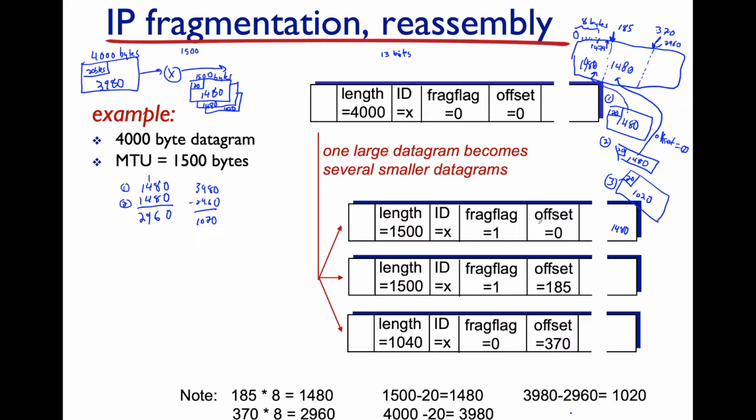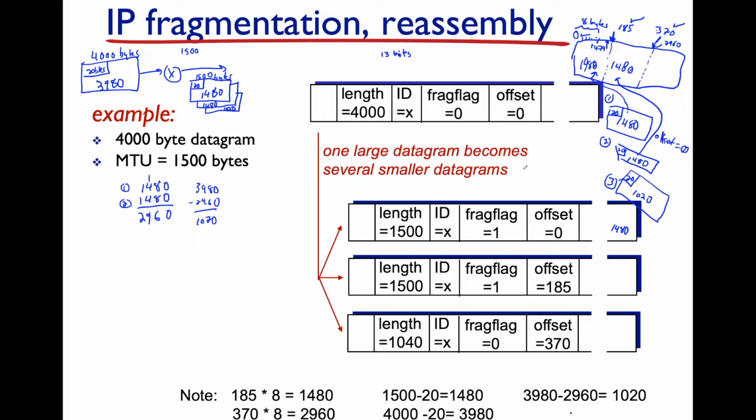Now if we look at the first fragment, its offset is 0. Okay, check. If we look at the second fragment, its offset is 185. Okay, check. If we look at the third and final fragment, its offset is 370. So that explains our offsets.